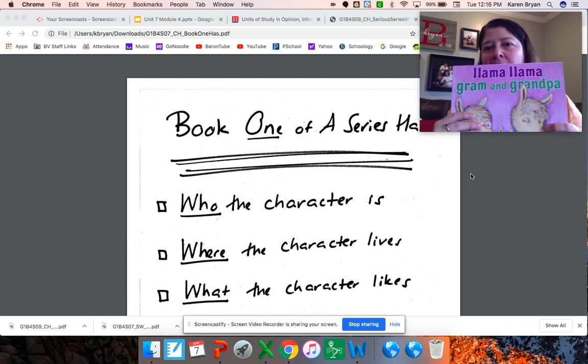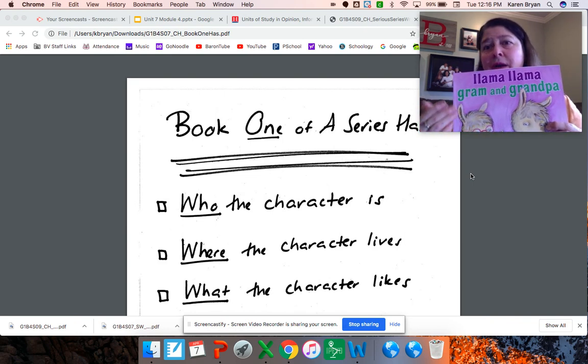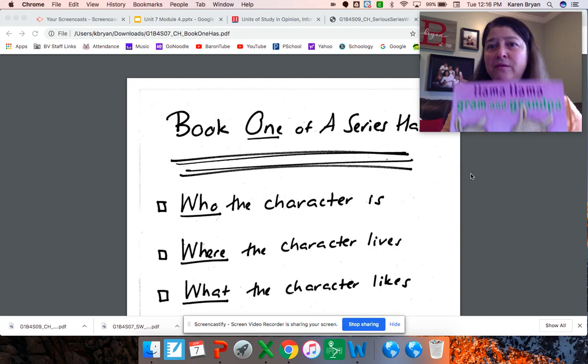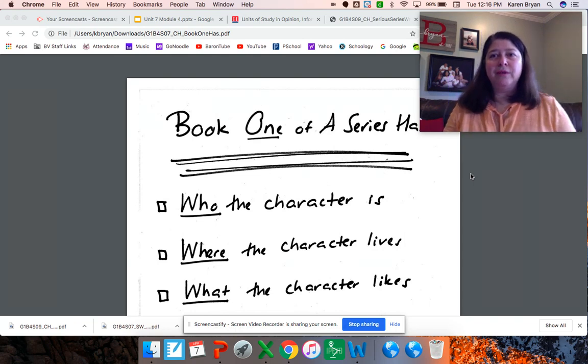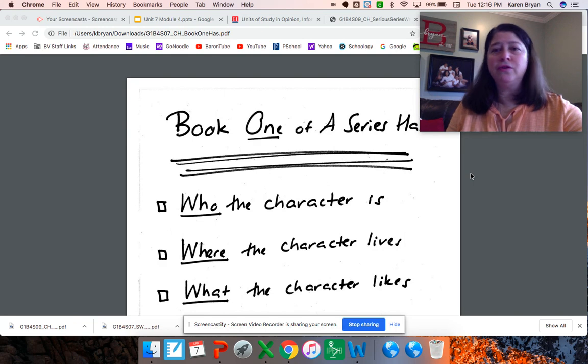Llama Llama. This is another one. This one is Grandma and Grandpa. Okay, but there are other Llama Llama stories out there. So that author really liked that character, so chose to do it again.